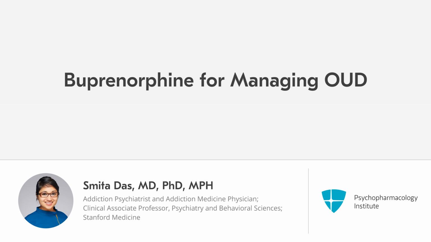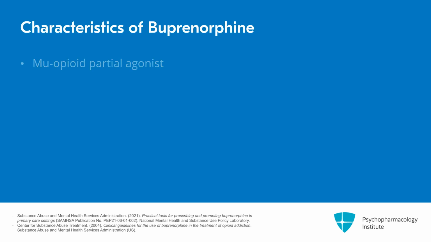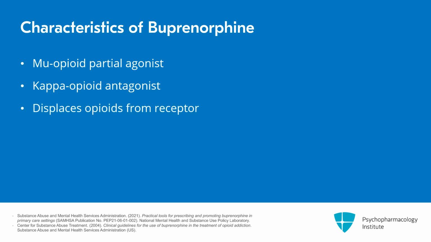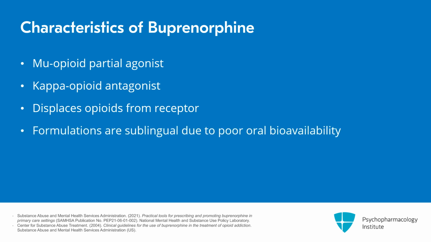Buprenorphine is the second medication used for opioid use disorder. It is a mu-opioid partial agonist and to a lesser extent a kappa opioid antagonist. Buprenorphine binds very tightly to the mu-opioid receptor, so any opioid will be displaced. Also, the original formulations have been sublingual due to poor oral bioavailability.